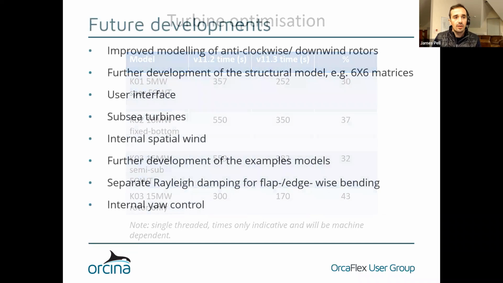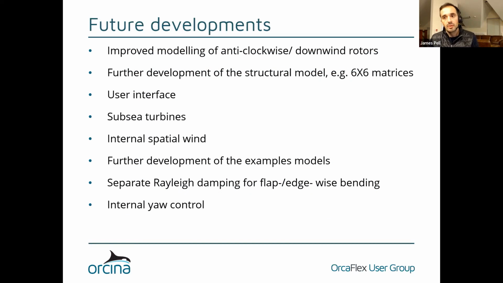As for version 11.4, where we'll be going next, that in large part is determined by the feedback we receive after these meetings. If any of this is of interest, then please do let us know through the feedback forms you'll receive, or anything else for that matter. Some of the things we're thinking about looking at is improved modeling for anti-clockwise or downwind rotors. That's only relevant for a small subset of people, but it's quite painful for that small subset, so we're keen to do something about that.